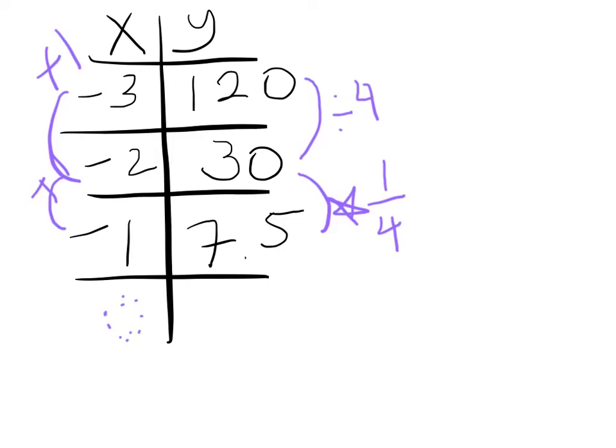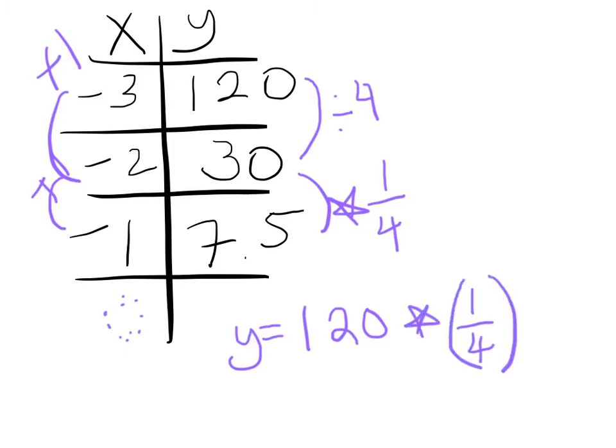So now what we can do is we can say that we have y equals, and we can pick any one of these values here. So I'm going to say y equals 120 times, and if I use 1/4, I have to put parentheses around it just for order of operations, and I'm going to raise it to the x. Now I want to get back to 0, so to go from -3 to 0, I need to add 3.